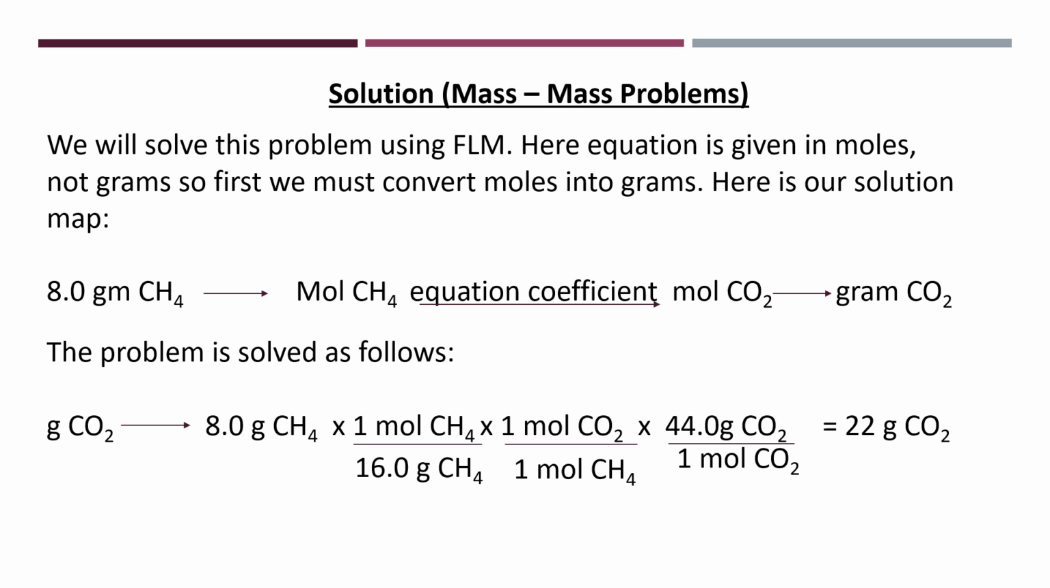Gram CO2 is equal to 8.0 gram CH4 multiplied by 1 mole CH4 divided by 16.0 gram CH4, multiplied by 1 mole CO2 divided by 1 mole CH4, multiplied by 44.0 gram CO2 divided by 1 mole CO2, equal to 22 gram CO2.